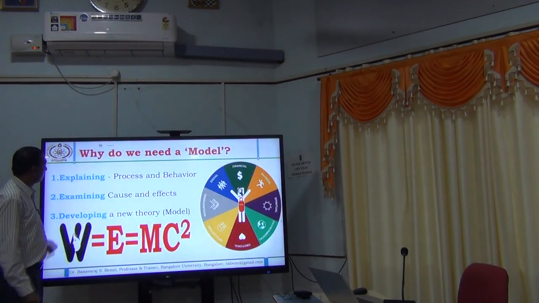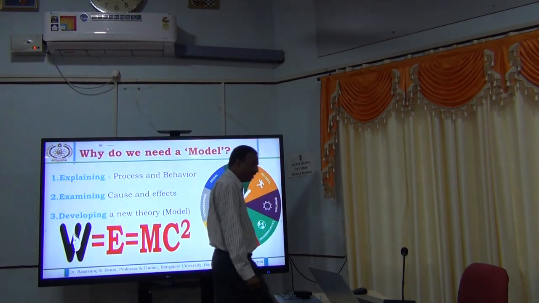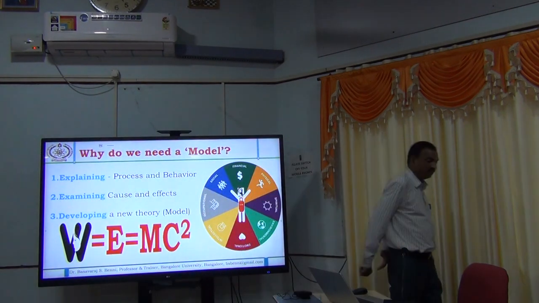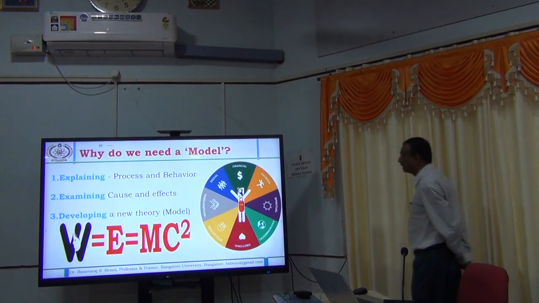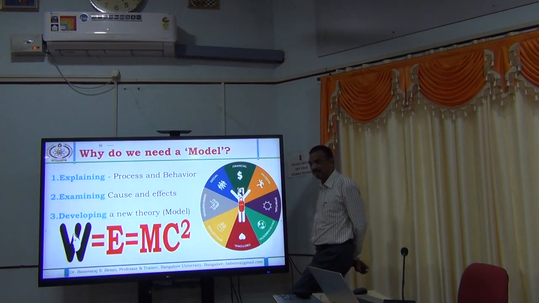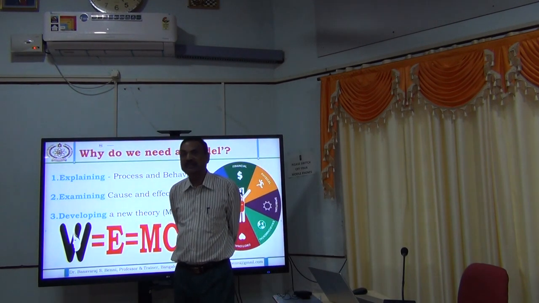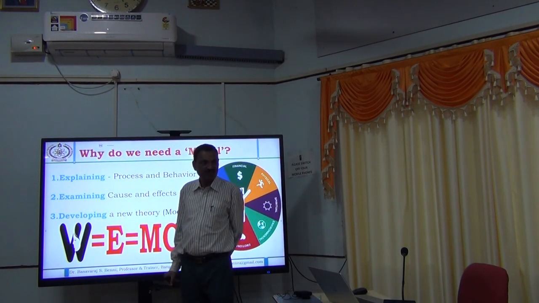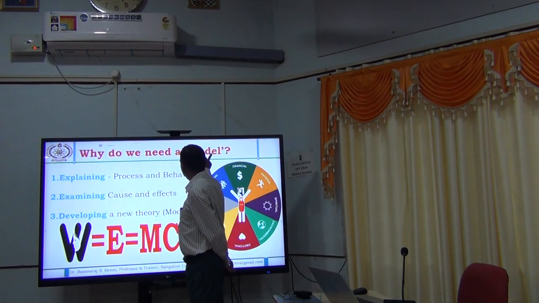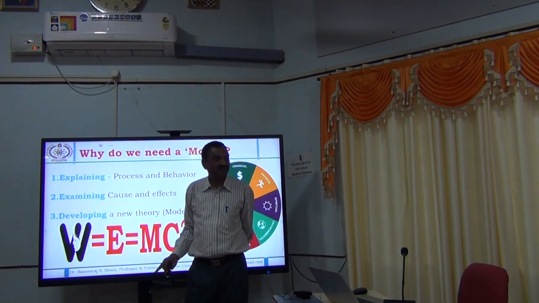Then, why do we need a model? Very interesting. We need a model for several reasons. We need a model for explaining the process and behavior. We need a model for explaining why it is like this.